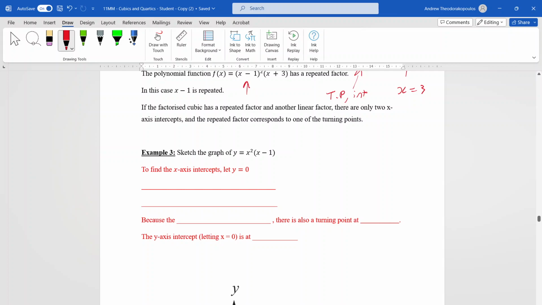To find the x-axis intercepts, let y equal 0. So here, 0 equals x squared times x minus 1. So we know that x squared equals 0, and x minus 1 equals 0. So this tells us that x equals 1. And this tells us here that x equals 0. But this is a repeated factor.